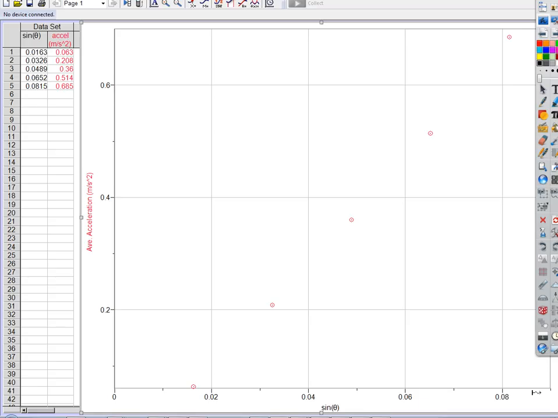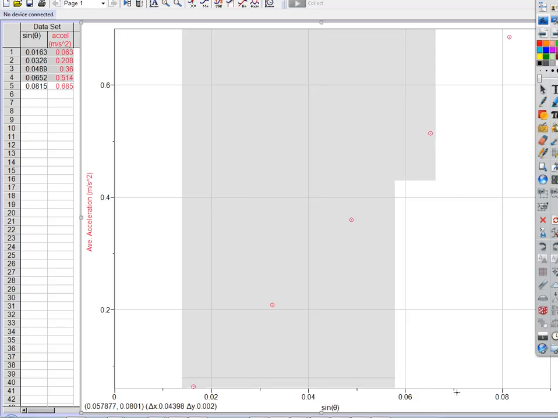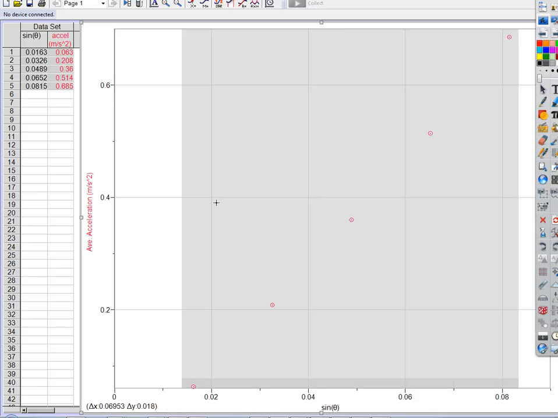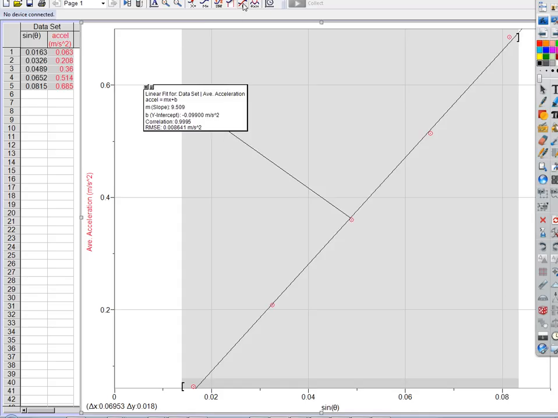So there's my data points, and now if I want to get a best fit line, I think I have to grab those data points like that. And then I just go up here and go best fit line, and it calculates a best fit line. Okay? And then the slope is just the graph acceleration. Well, we'll talk about that.